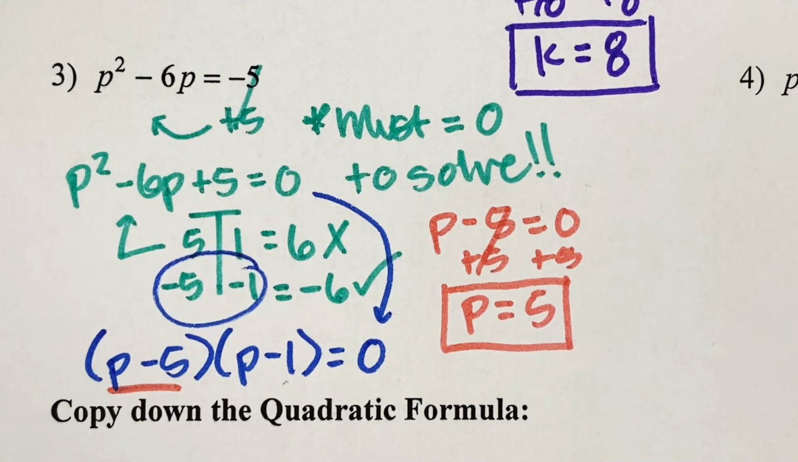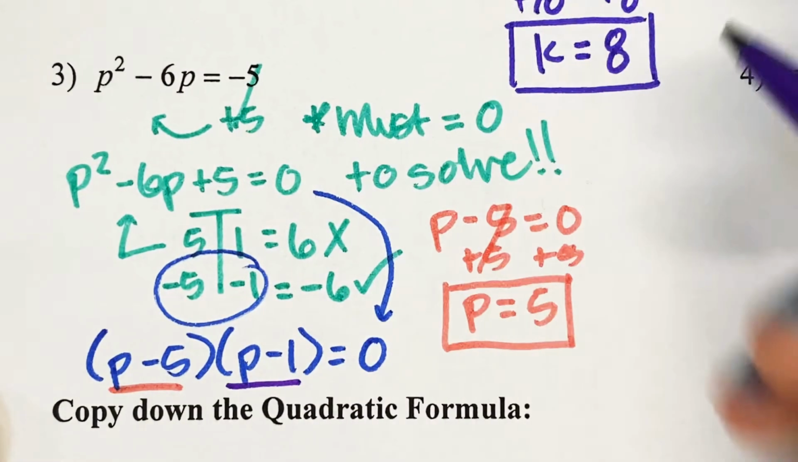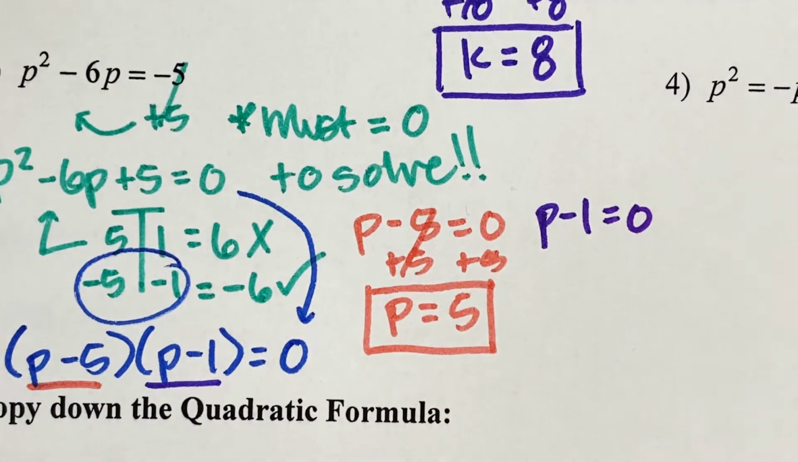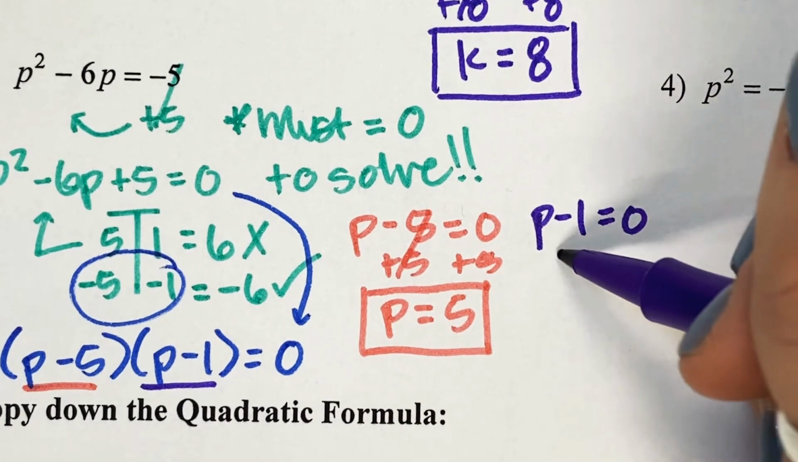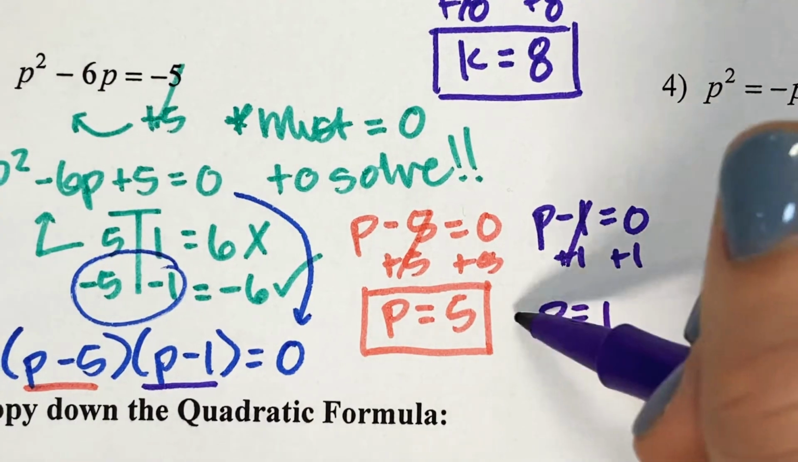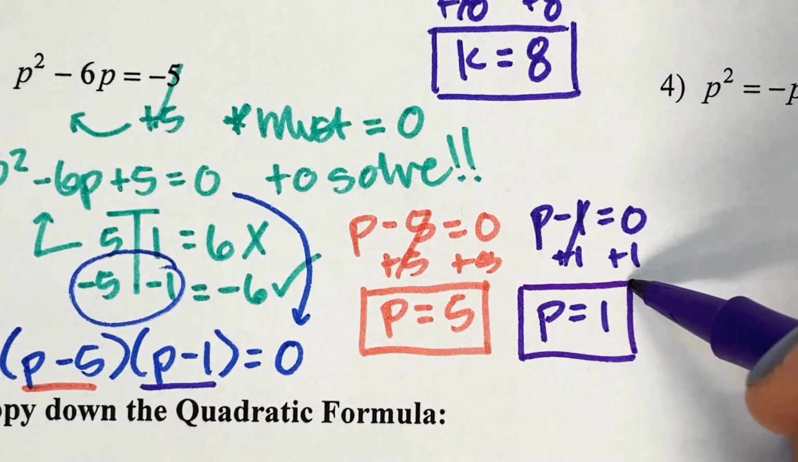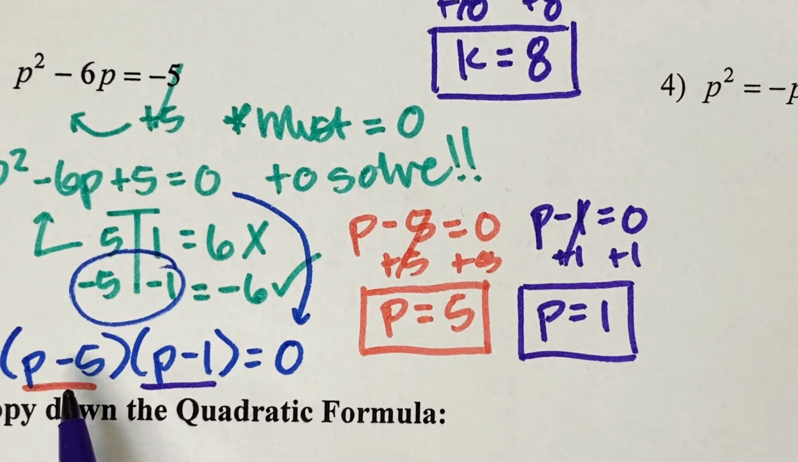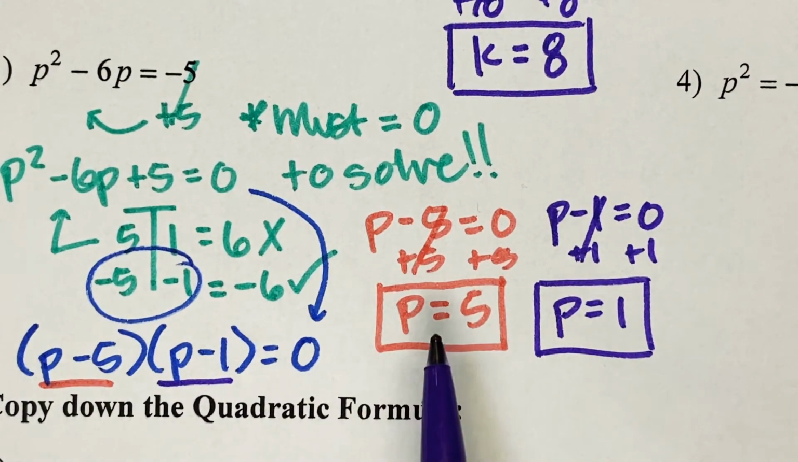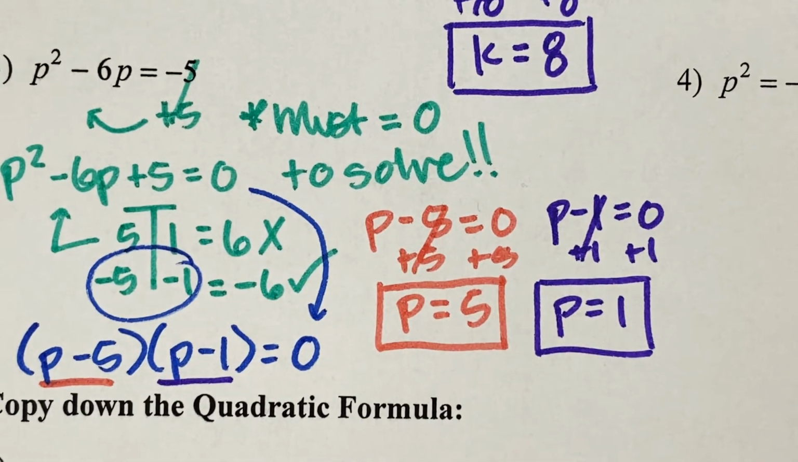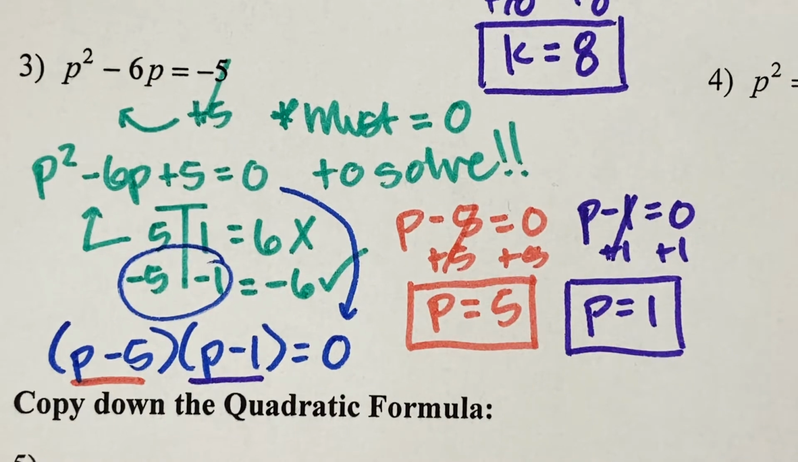Okay, let's take our second piece. P minus 1 equals 0. Opposite of -1 is +1. So p equals 1. Okay, two answers. Remember, we could have just said the opposite of -5 is +5. Opposite of -1, +1. And there we go.